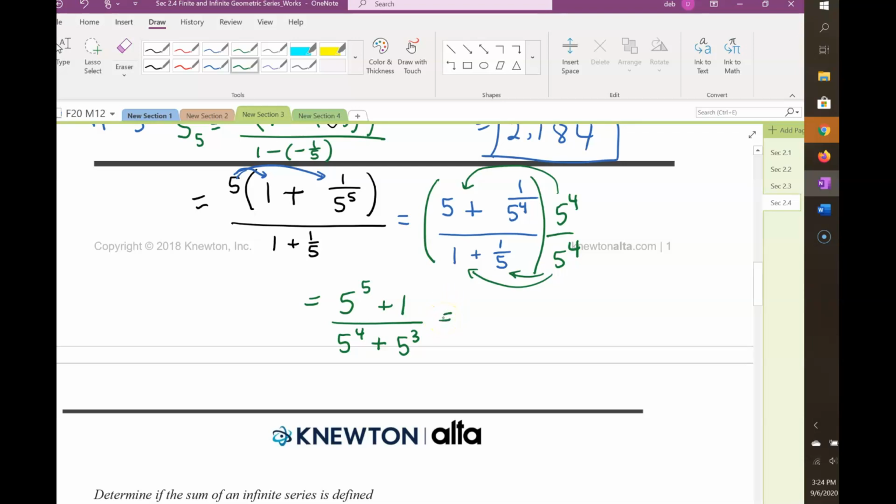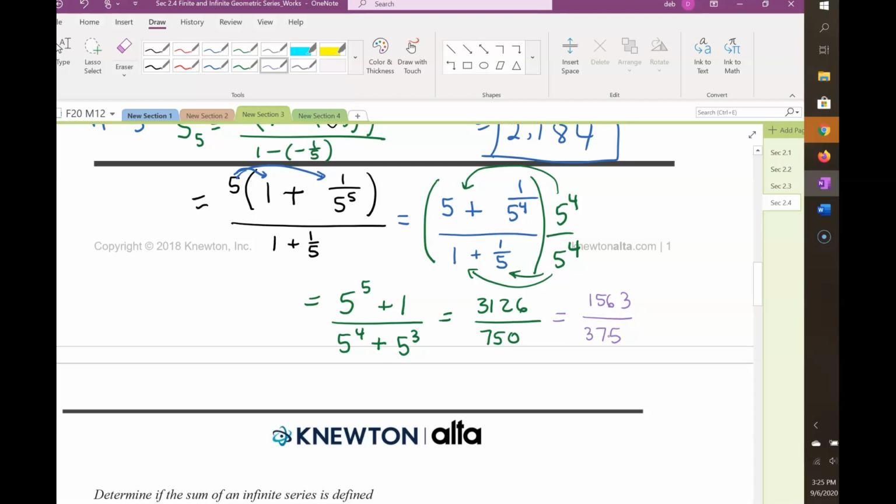So I'm getting for my numerator, 5 to the 5th is 3125 plus 1, so 3126. And then when I calculate my denominator, I get 750. Well, that's an even number over an even number, so that's going to reduce. So I can definitely divide the numerator by 2 and get 1563, and divide the denominator by 2, get 375.